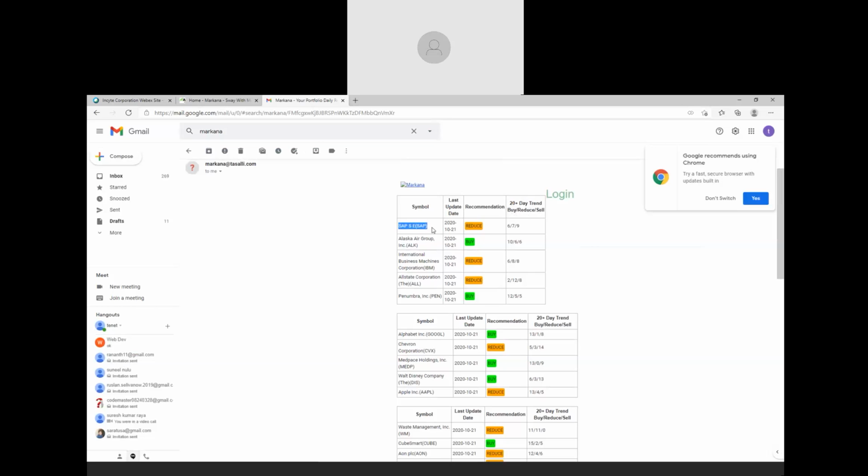So for example, if you take SAP, as of 21st October, it says it's a reduce, and the trend for the past 20 days has been 6 days it has been a buy, 7 days it's been a reduce, 9 days it's been a sell. And you can log in to get further details and see other reports for the paid version. And for various scales, it will also let you change your portfolio n number of times on a monthly basis. If you decide to completely come out of a stock, or you don't even want to track a certain stock and you want to change your portfolio, you will be able to log in and edit and change your portfolio.